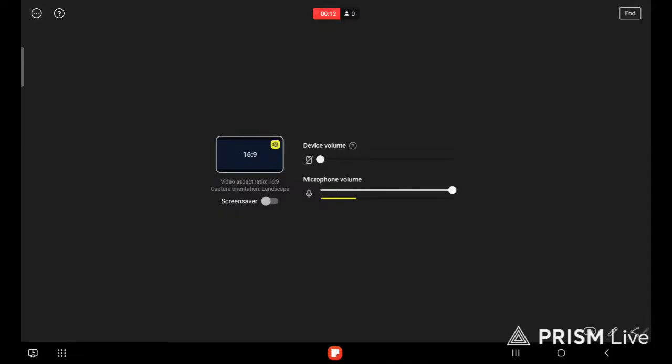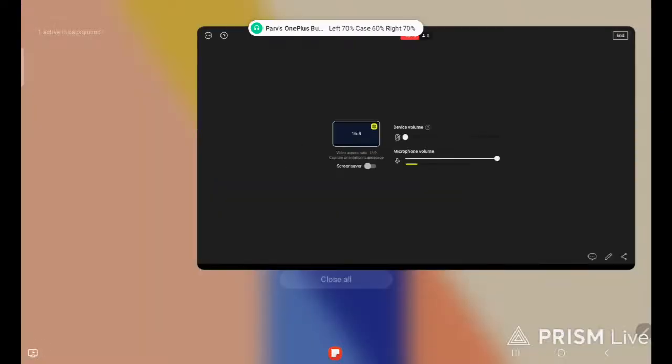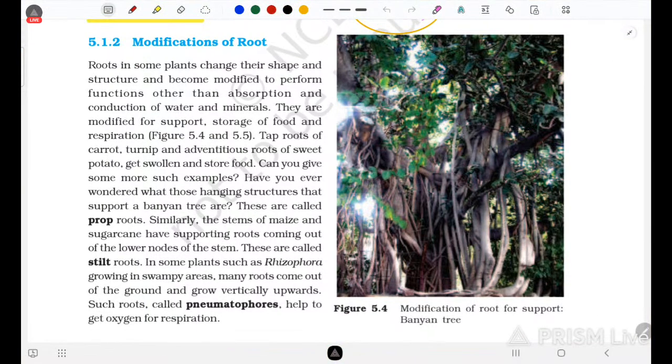So let's start with our discussion. The topic for today is modification of a root, and we are studying the second chapter, I mean the second part of morphology of flowering plants. So we'll start with the modification of root.